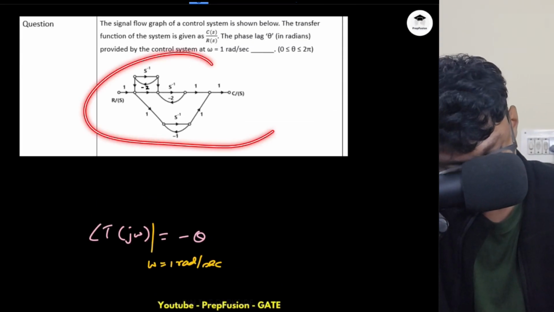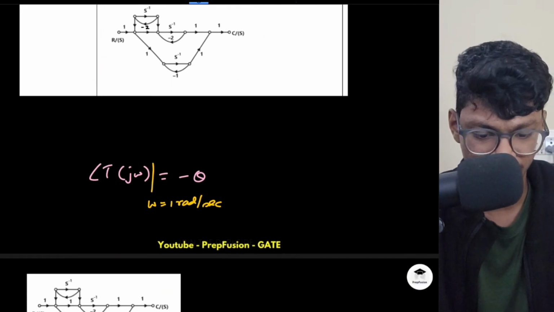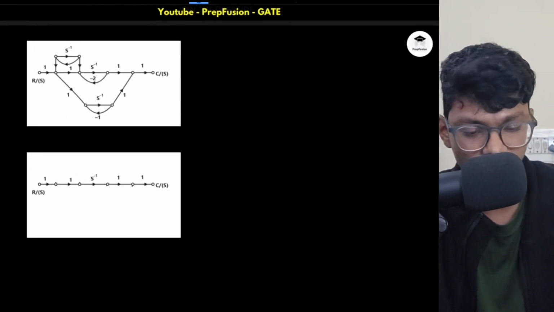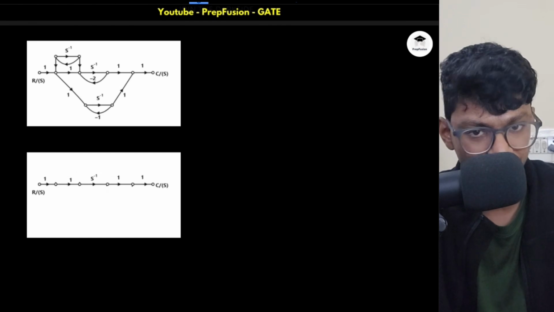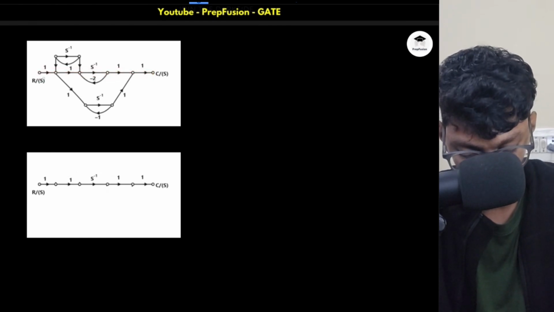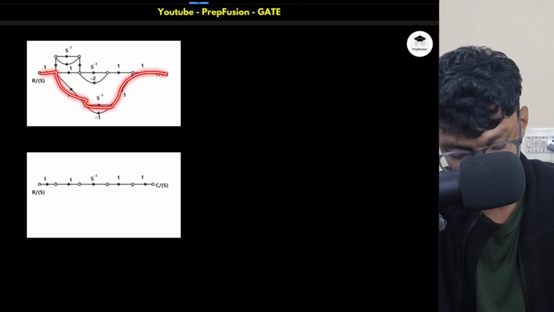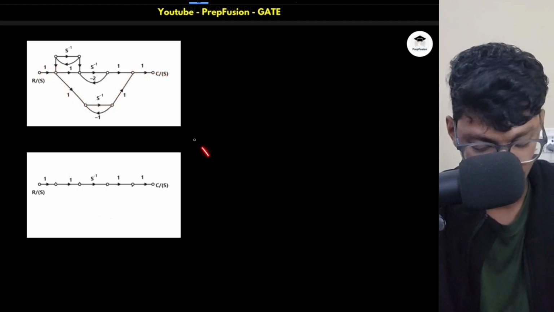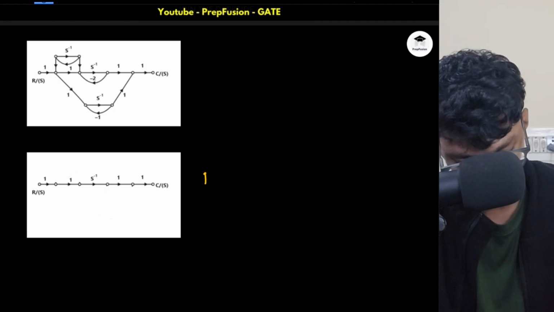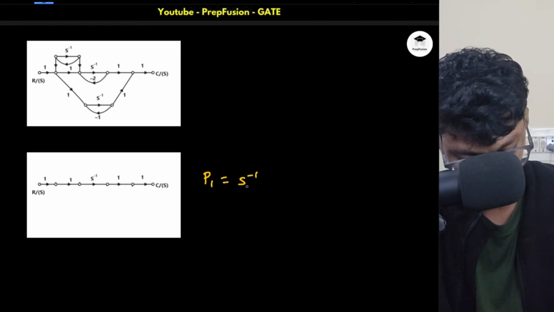So SFG is given. So simply I can use the Mason's gain formula. How many forward paths do I have? This is one of the forward paths. The other forward path is this one, right? Everything else is not a forward path. So for the first forward path, the gain of the forward path will be simply S inverse.